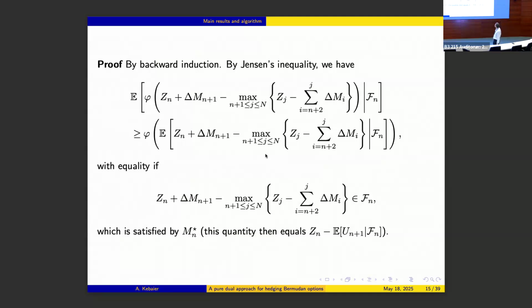The proof is not sophisticated. It's just based on applying Jensen's inequality, because phi is convex. Then you notice that you have equality only if this term is F_n measurable, but this is satisfied by M star. And of course, the fact that phi is strictly convex gives you the uniqueness of the problem.